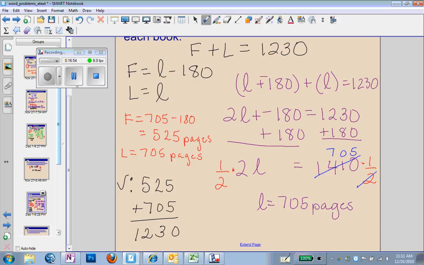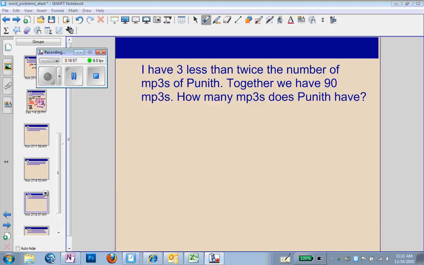Yay! I have 3 less than twice the number of MP3s of Puneet. Together we have 90 MP3s. How many MP3s does Puneet have? So our initial equation is going to be I plus P, I being me, equals 90. So now we need to define these two variables, since we can't really solve with those two variables.